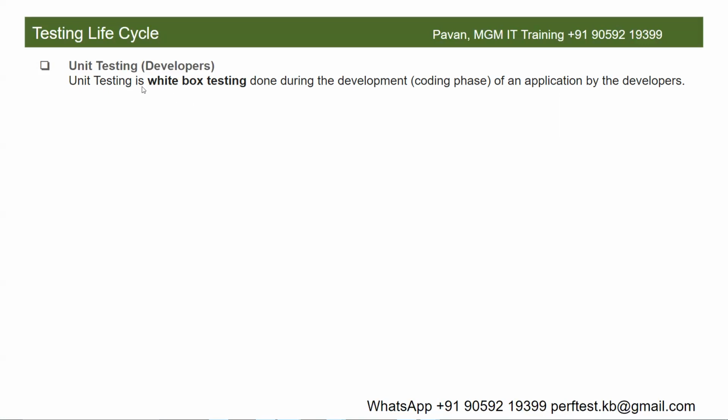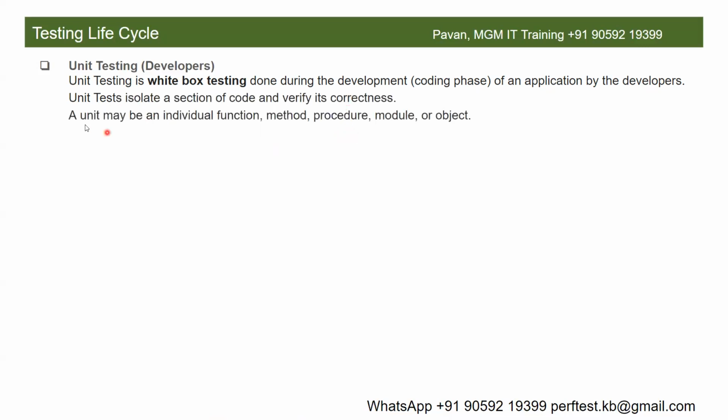As soon as a developer writes a Java class, he will do something called unit testing. Unit testing is also called white box testing, which is done during the development or coding phase of an application. Why it is called white box testing, I'll explain in a moment. For now, understand that unit testing is done by the developers in the coding phase. Unit testing isolates a section of code and verifies its correctness. A unit may be an individual function, method, procedure, module, or an object.